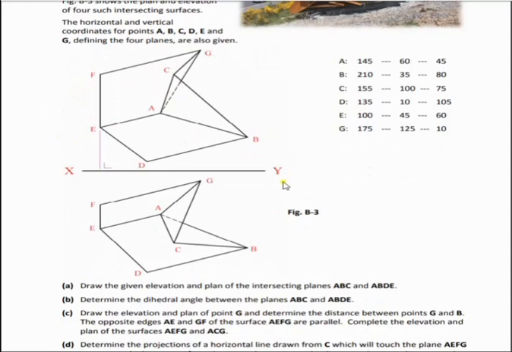Now, if we look at what's asked in the drawing to start off with, the first part here is to draw the elevation and plan of the intersecting planes ABC and ABDE. Okay, so we have this surface here and this triangular section in here. Now, after we've that drawn, we determine the dihedral angle between the two planes, ABC and ABDE. Okay, so that's fairly straightforward. We're given the line of intersection, so we just look at 90 degrees to the line of intersection and then get a true length of it and then look along it like all the previous questions.